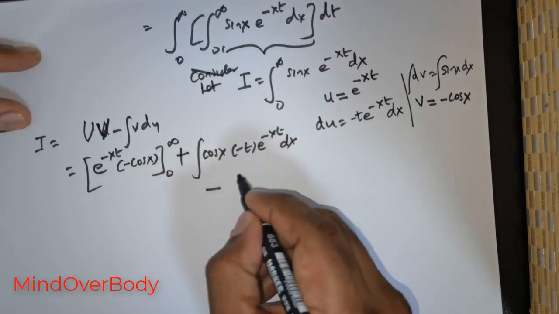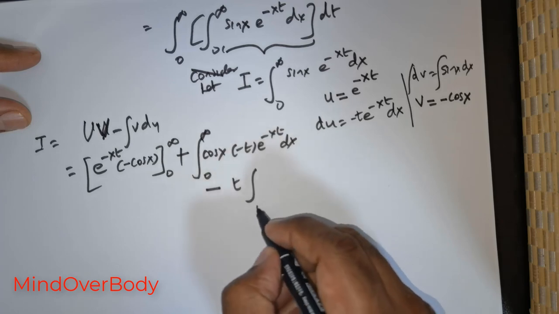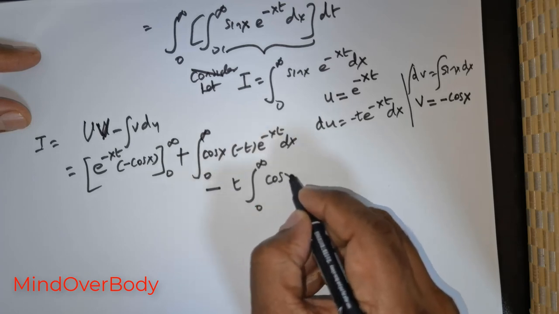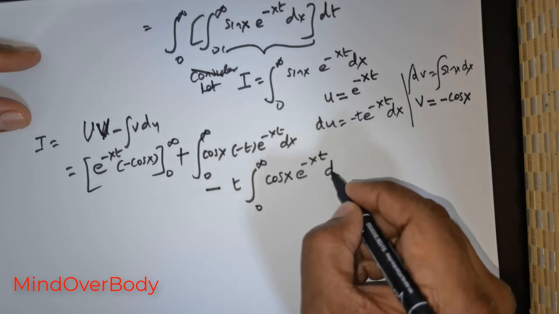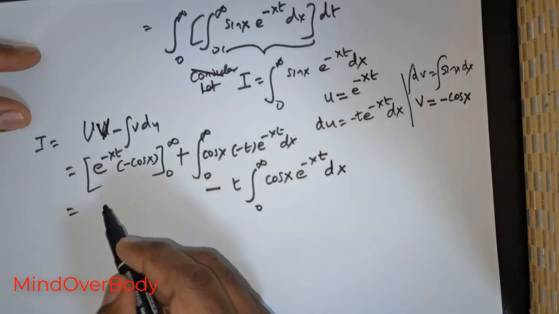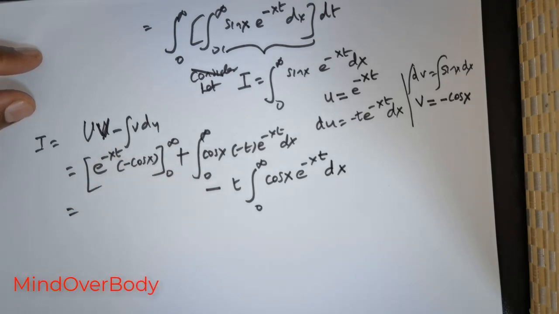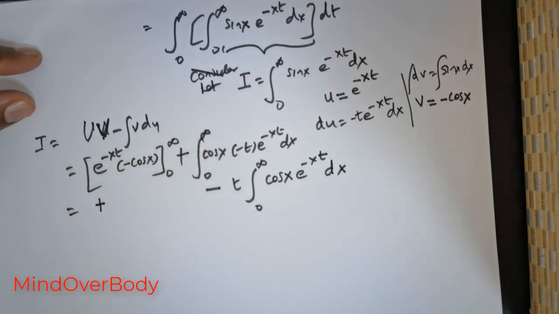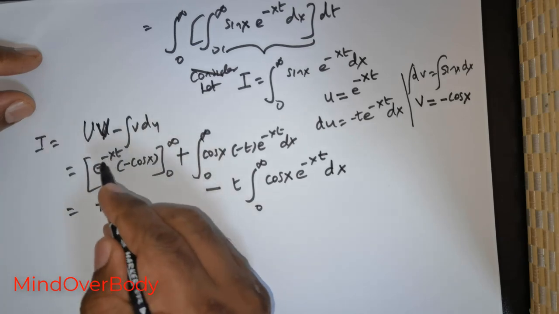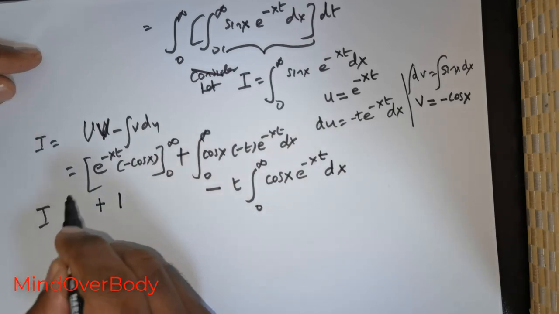Now I can rewrite this as negative t, since t is a constant, take that out, limits 0 to infinity, and you get the integral from 0 to infinity of cos x e raised to the power of negative x times t dx. Over here you substitute the upper limit, you get e raised to the power of negative infinity, which will produce 0. Now you substitute the lower limit. There is a negative sign here, so negative of negative will become positive. Substitute 0: e raised to the power of 0 is 1, cos 0 is 1, so you get 1 there. Now on the left I have I.